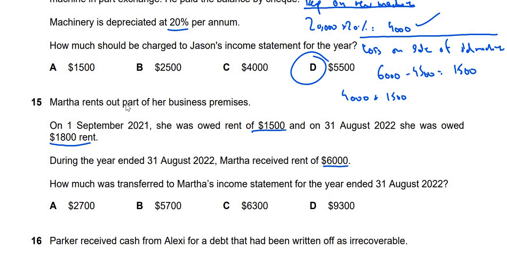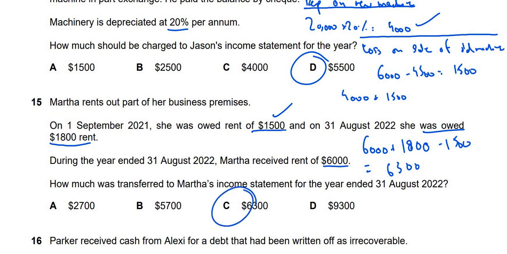So, look, rent transferred to income statement, basically Martha received 6,000. Then you will add 1,800. She was owed, sorry, not 18,000, 1,800. They need to pay Martha 1,800, and 1,500 was for the previous year, not this one. So we will subtract 1,500 because we want to just find out for the current year. So it's 6,300, guys. The answer is C.